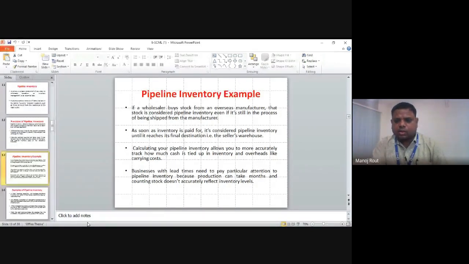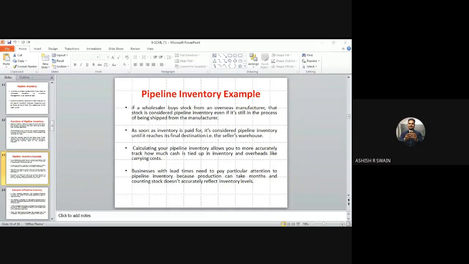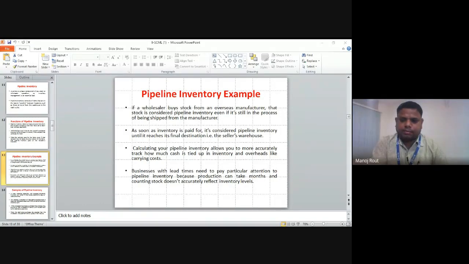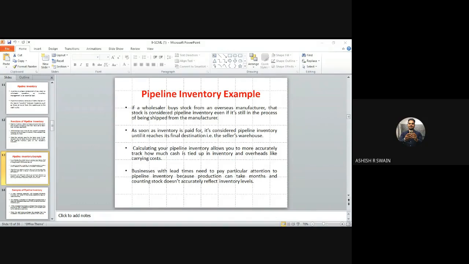Then a question arises. What do you mean by lead time? Ashish Ranjan. Yes, sir. What do you mean by lead time? Lead time is the time taken to process the demand from the customers, from the initiation till the completion of the process.